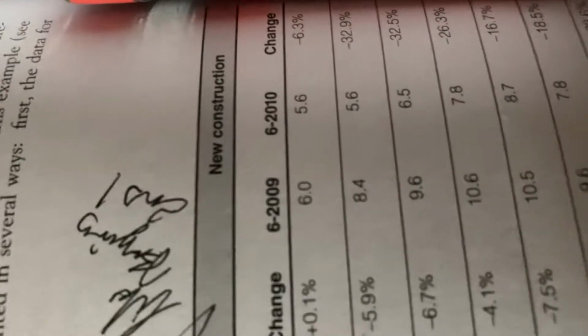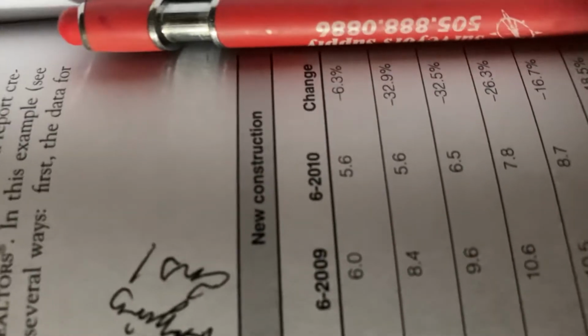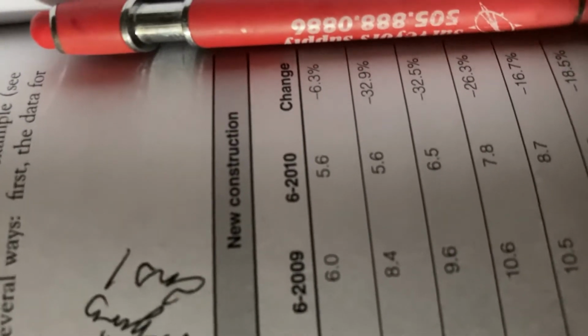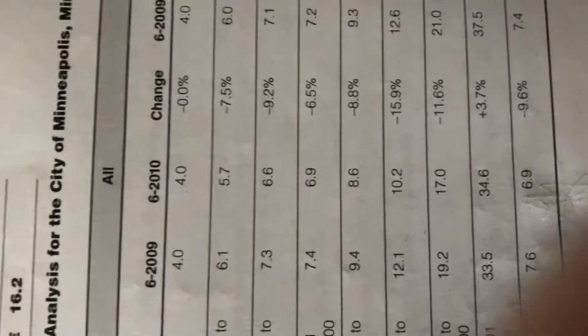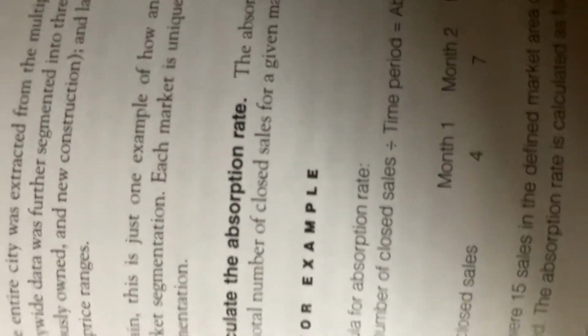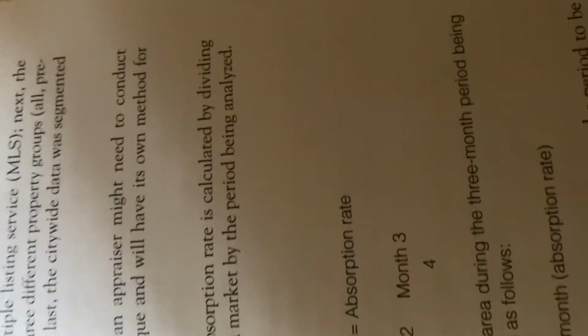New construction. June of 2009, it was 6.0. June of 2010, it was 5.6. So it shows a downward change of 6.3%. And as you can see, it just keeps going on in price ranges. At the bottom was all price ranges. Page 435. Again, this is one example of how an appraiser might need to conduct market segmentation. Each market is unique and will have its own method for segmentation.